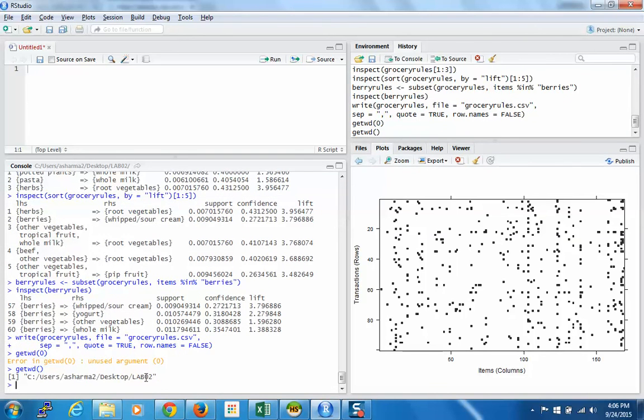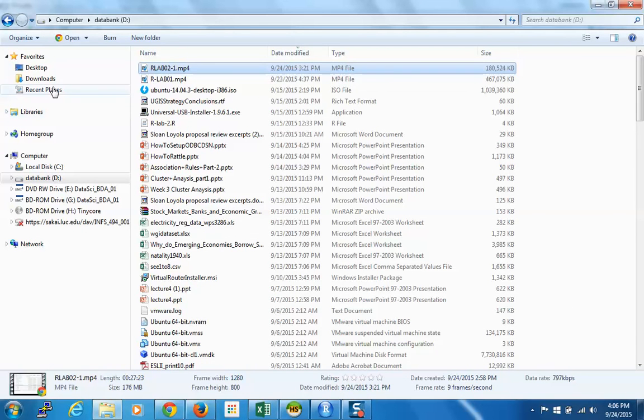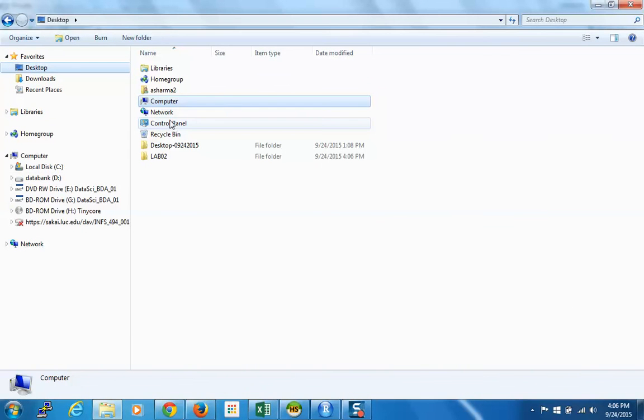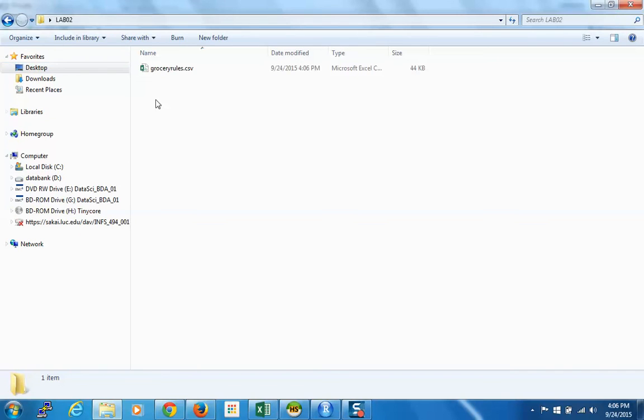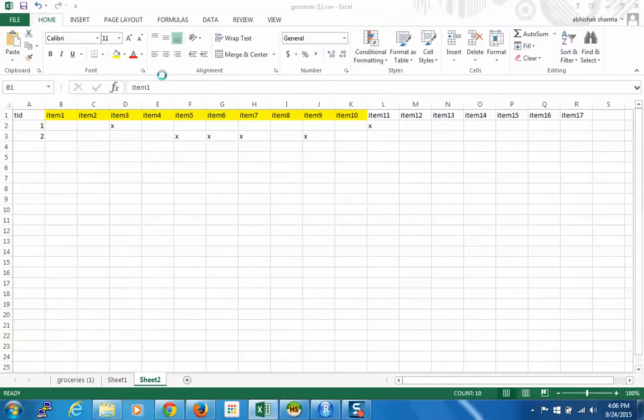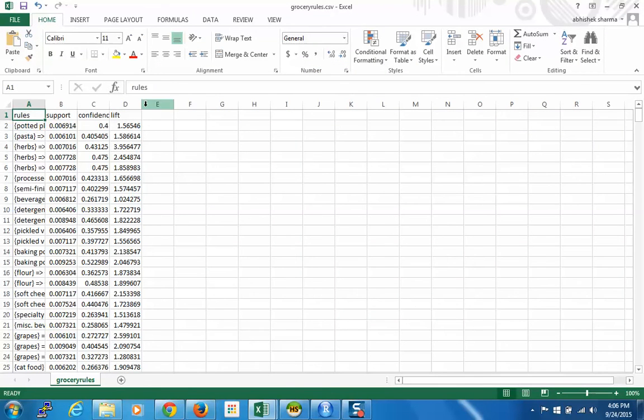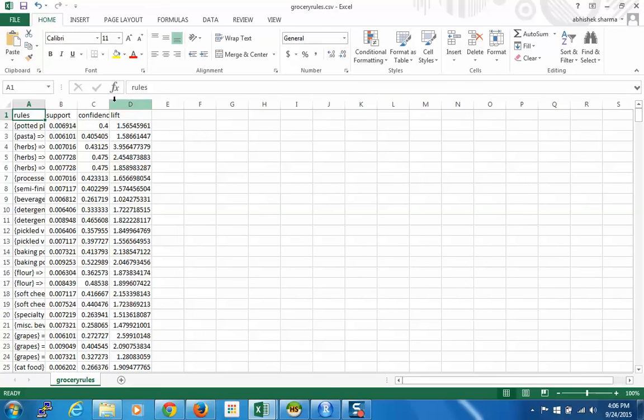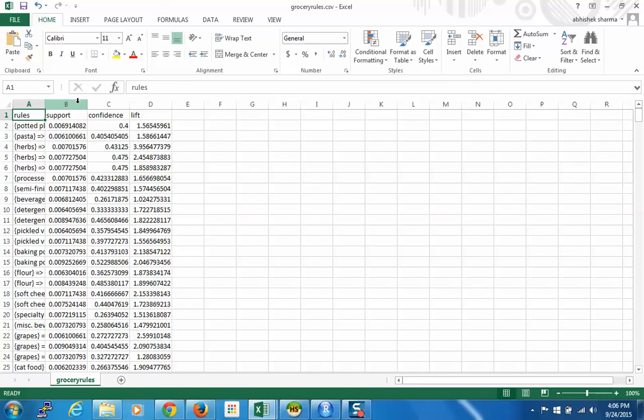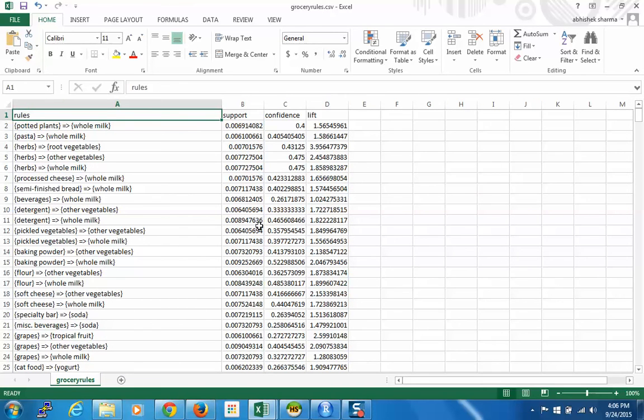So let me see what my working directory is. Okay, so my working directory is RLAB02. So let me go to RLAB02 on my desktop. So I go to my desktop and there's the RLAB02 and grocery rules is created over here. So if I click over here, here I see all the rules, the respective support, the respective confidence, everything is in there. So that's great. So that is all fine.